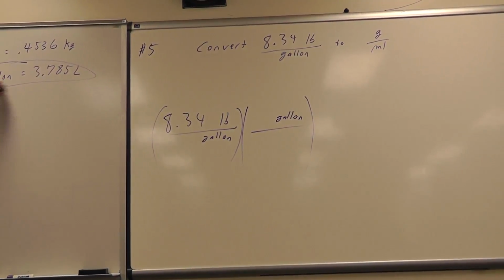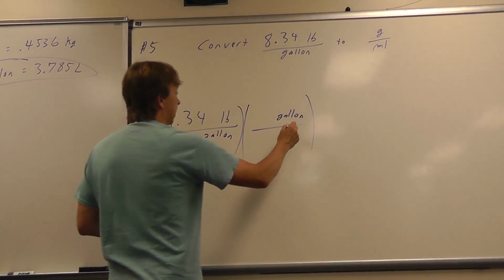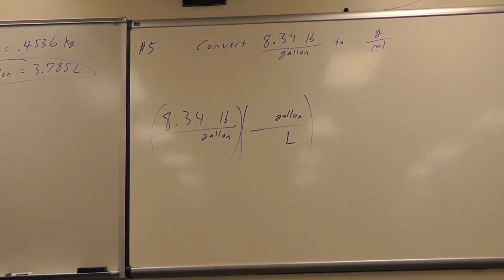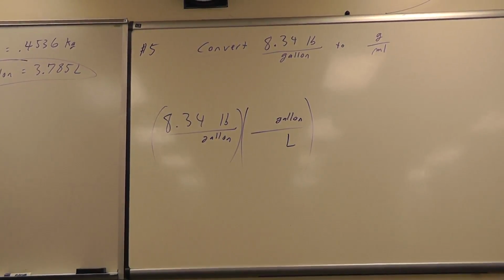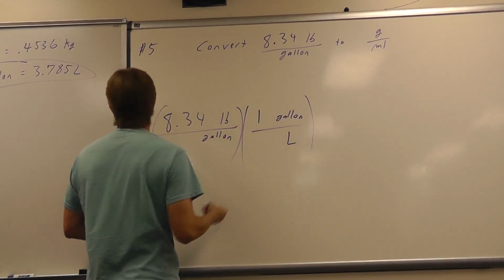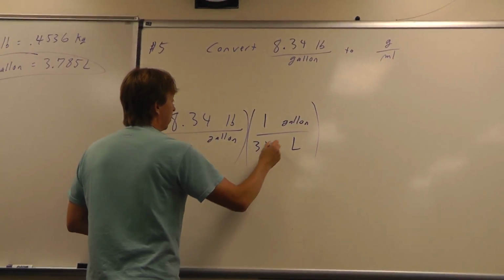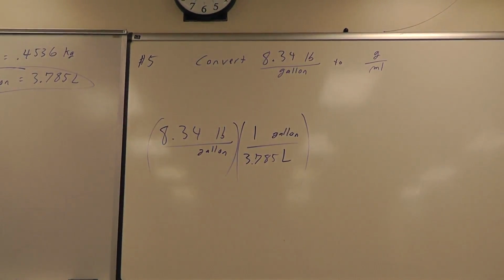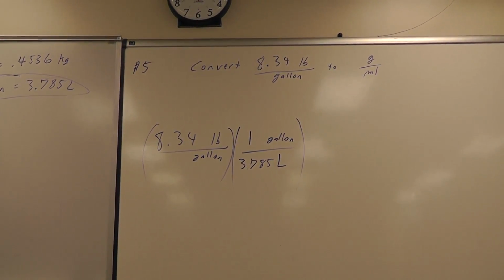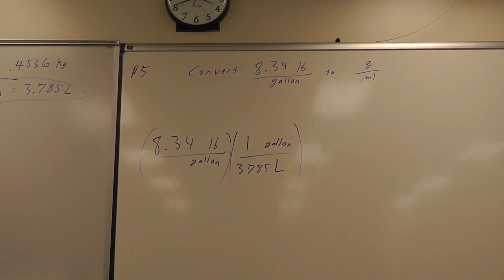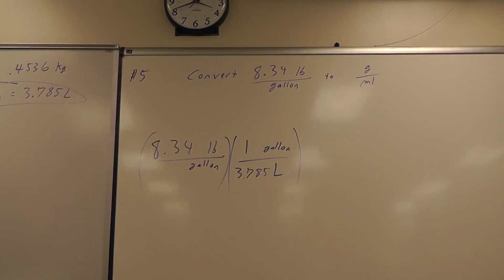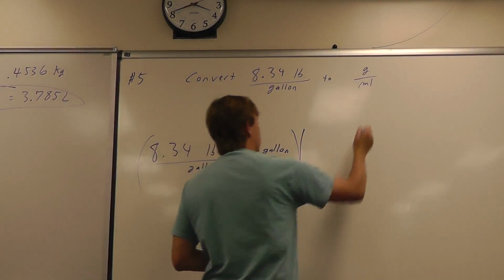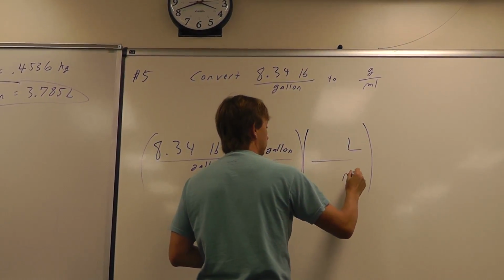And gallons is going to convert to liters. So that's gallons on top, liters on bottom. One goes with gallons, 3.785 goes with liters. Now that's not quite where we want to be because we need to be in milliliters, not liters, correct? So still on the volume part, we need to convert from liters to milliliters.